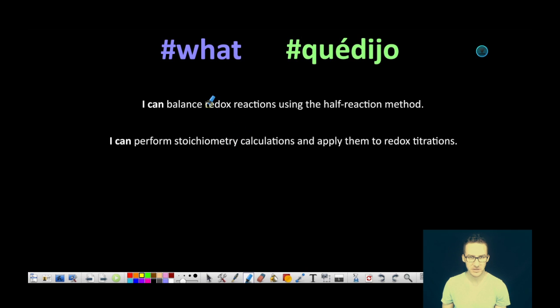Basically, you're going to have to remember how to balance redox reactions using that half reaction method. So splitting things up into their oxidation and reduction half reactions and then balancing the two. And then once you've balanced your redox reaction, you're going to have to do some stoichiometry, that's never going away, and apply it to those redox titrations.